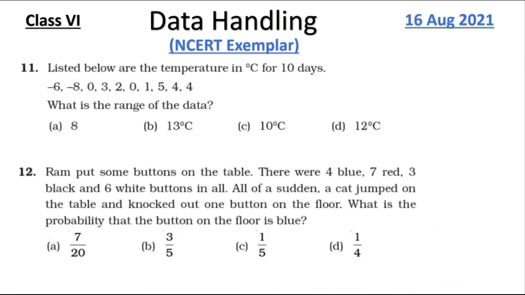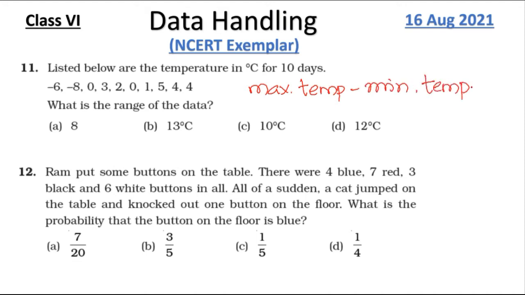Question number 11. Listed below are the temperature in degrees Celsius for 10 days. These are the temperatures. What is the range of the given data? Range is the maximum observation minus the minimum observation, or highest minus the lowest. Here, since it is in terms of temperature, we need to find out maximum temperature minus the minimum temperature.